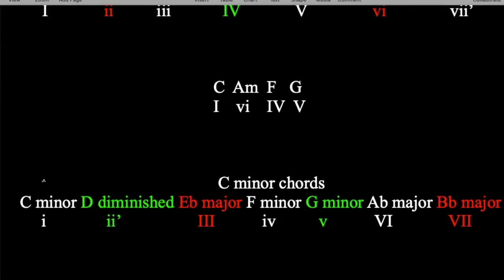Now imagine this. What if we did something crazy? Like take this A flat major and stuck it here. We're still playing the 6, but we're borrowing the 6 from the minor chord scale, from that group, right? So we would have C.